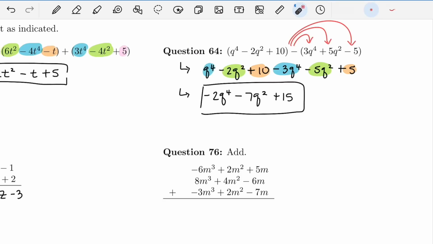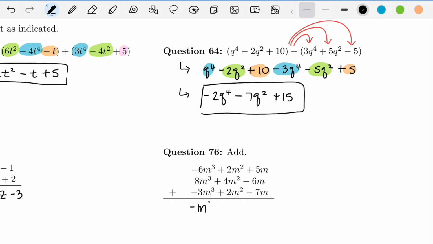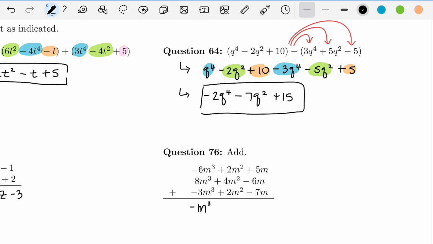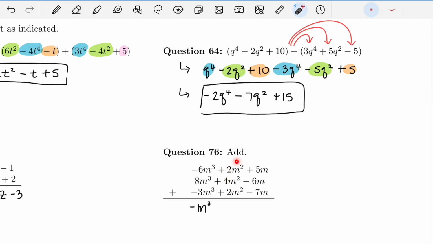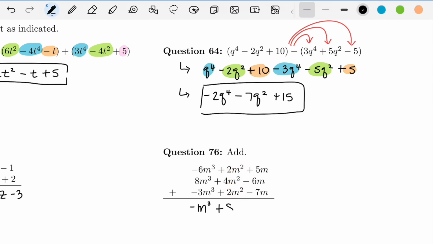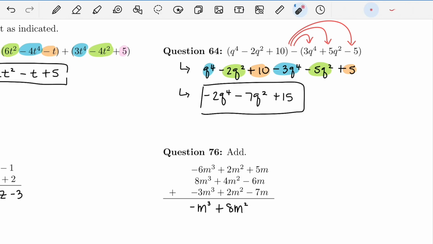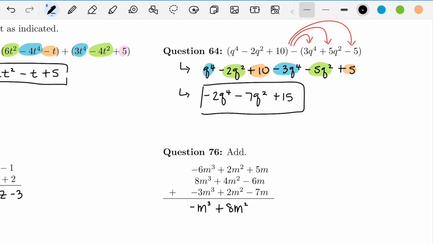Now in this next example, we're adding 3 polynomials. So it's going to be a little bit more complicated, but it's not going to change our method. We still have these columns, which represent the like terms. So all of the terms in this column are m cubed, so we're just going to add these together. We have minus 6 plus 8 minus 3. So this will give us a minus m cubed. Then we have 2 plus 4 plus 2 for our m squared terms. So this will give us an 8m squared. And lastly, we're going to add all of our m terms. So we have plus 5 minus 6 minus 7. So this is going to give us a minus 8m for this term here.